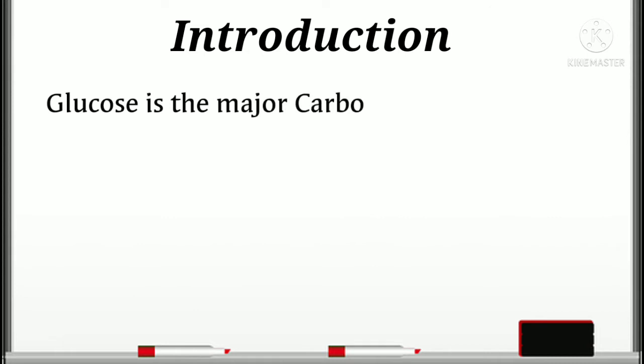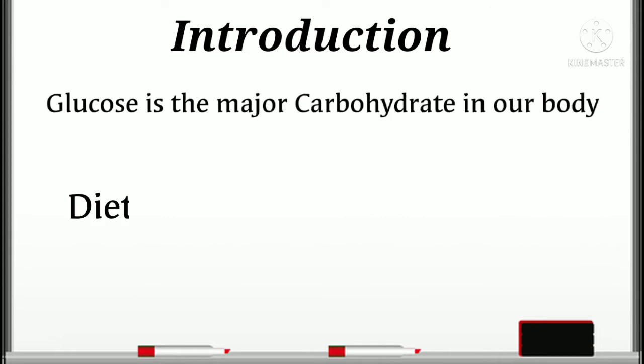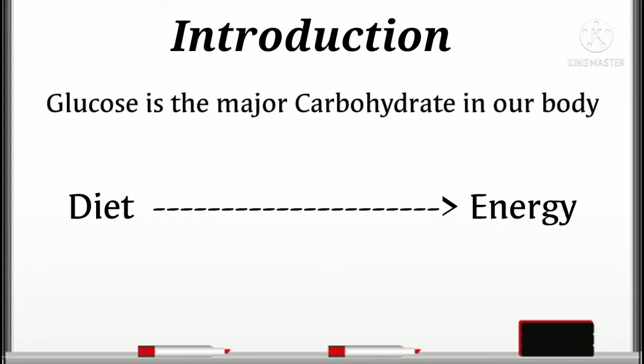Glucose is the major carbohydrate in our body. We get it from the diet and it is utilized in our body in the formation of energy via glycolysis and TCA cycle, tricarboxylic acid cycle, also named as Krebs cycle.